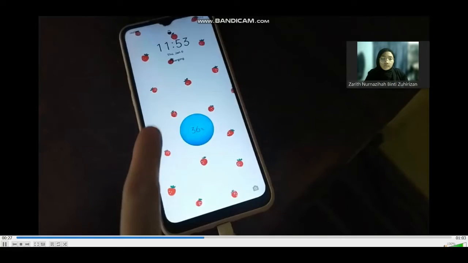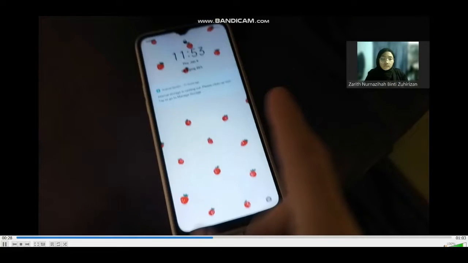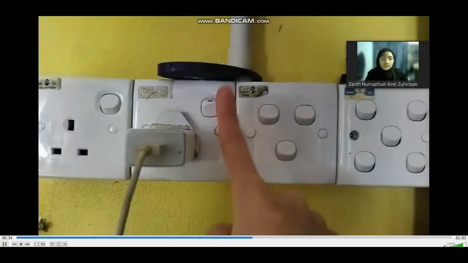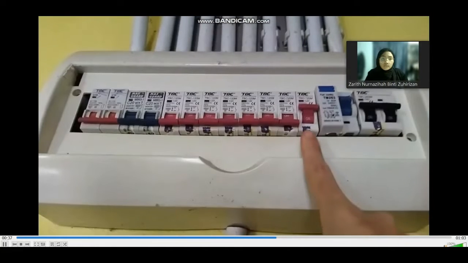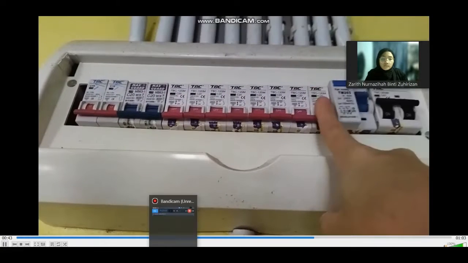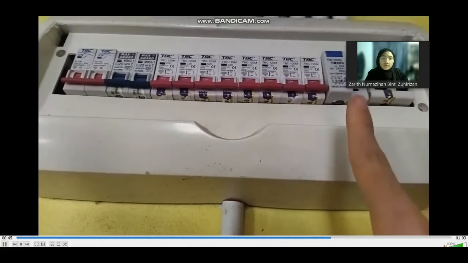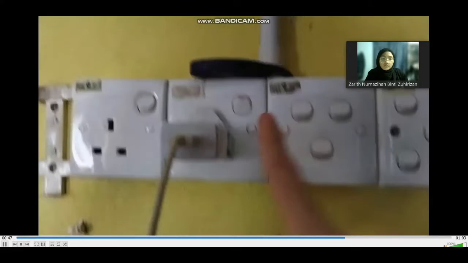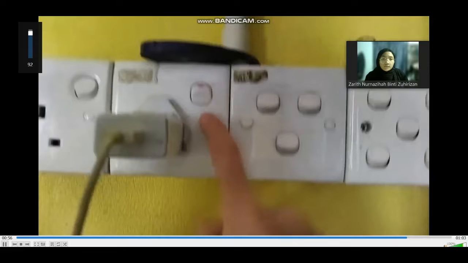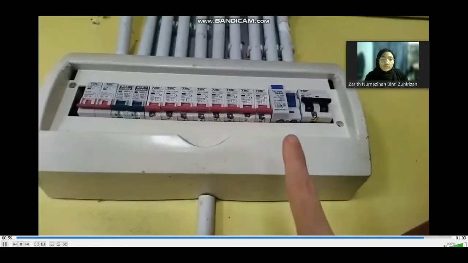See, we can see the phone is charged. It's connected with the charger. It means socket outlet number 2 is related to the MCB 12 here. When I turn off the MCB number 12 here, the socket outlet is still on, but the phone is not connected with the charger. It means socket outlet number 2 is related to the MCB 12 here.